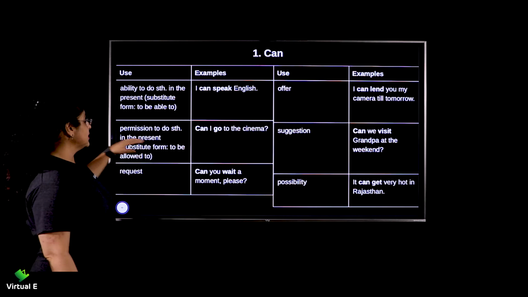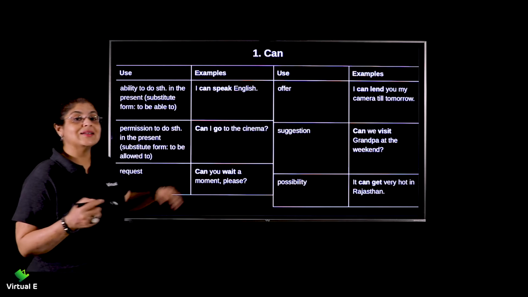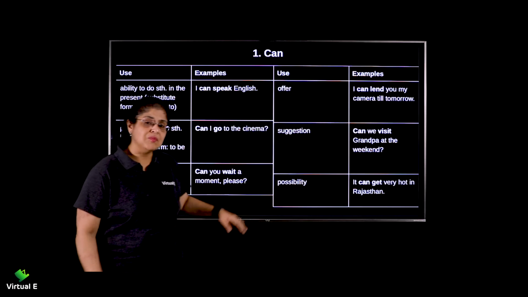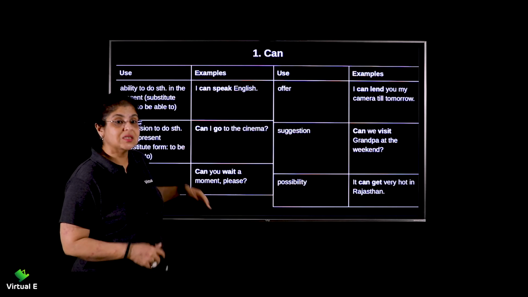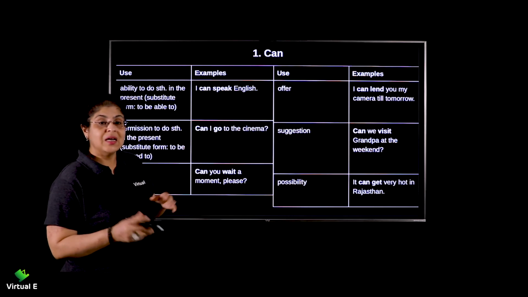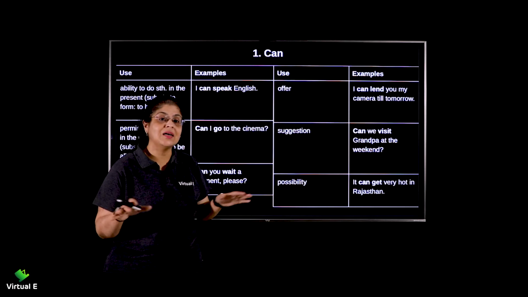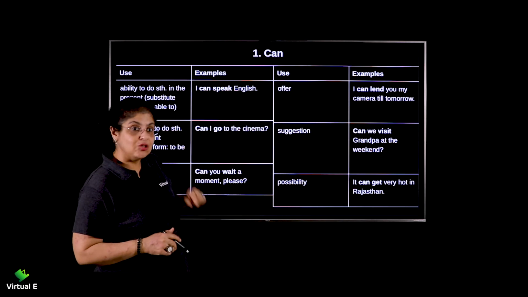Permission to do something in the present. Can I go to the cinema? Again, this is at your informal level. Request. Can you wait for a moment, please? Again, now you see can is being used in different forms. It is not just the ability, I can sing, I can swim, I can dance. No. There are many other ways can be used.